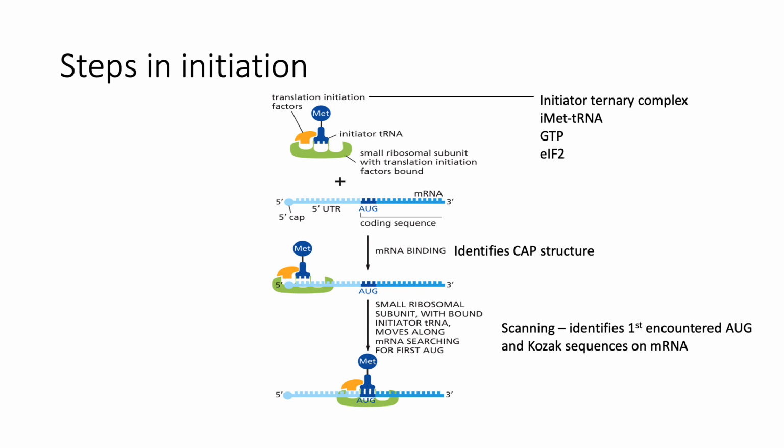So the first thing is that the two subunits, the large and the small subunits, are separate. That's how they exist in the cytoplasm unless they're in the process of synthesizing protein. So the small subunit is floating separately than the large. And the first thing that happens is that the initiator methionine transfer RNA is brought into the P site in the presence of this initiator ternary complex, like I mentioned, which is the transfer RNA with the methionine, GTP, and EIF2, that's the initiation factor 2.